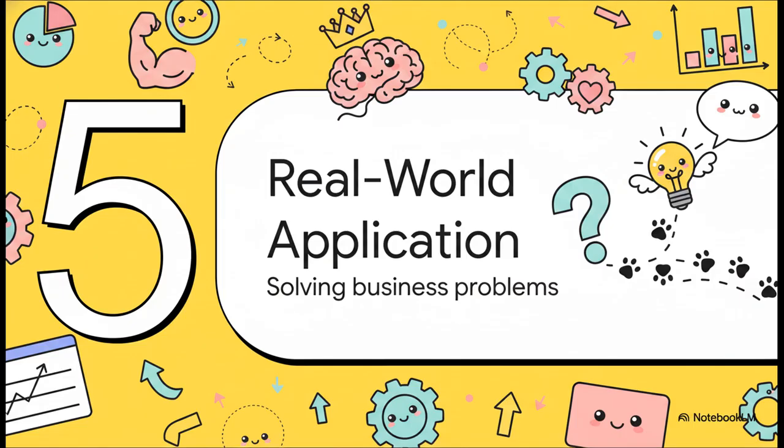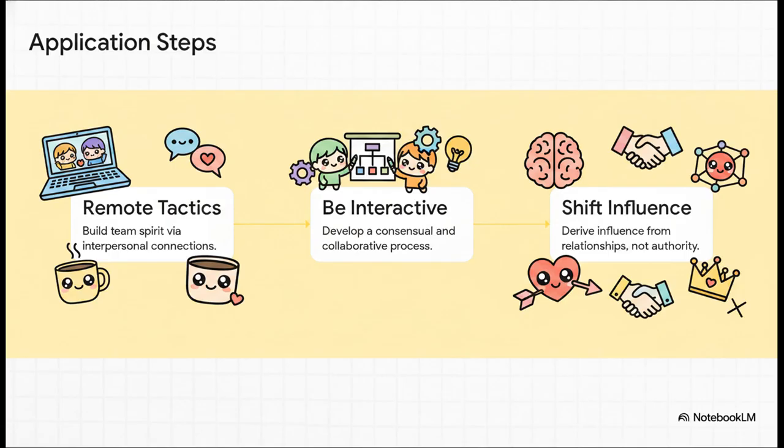Chapter 5, Real-World Application Steps. It is time to put all this theory into practice. All right, imagine this scenario. You have just been assigned to manage a turbulent, entirely remote workforce. They're currently suffering from incredibly low morale and consistently missing deadlines. How do you fix it, step by step, using the source text?